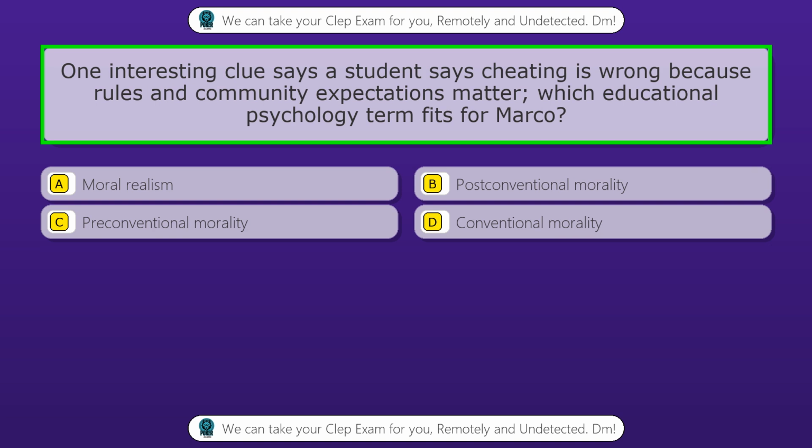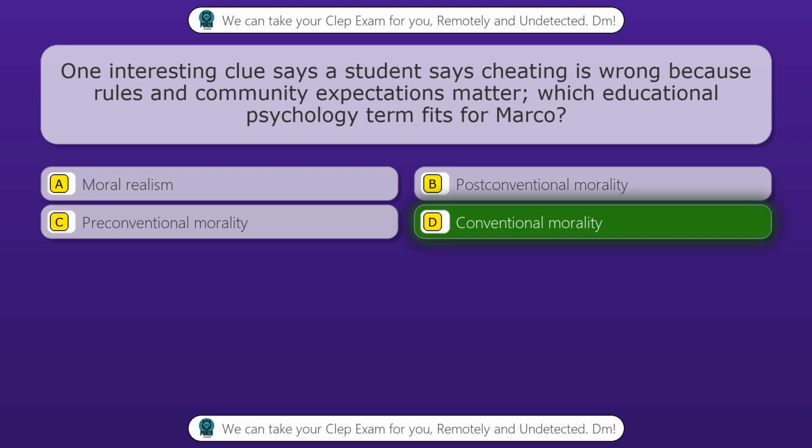Question 21. One interesting clue says a student says cheating is wrong because rules and community expectations matter. Which educational psychology term fits for Marco? Option A, moral realism. Option B, post-conventional morality. Option C, pre-conventional morality. Option D, conventional morality. The correct answer is option D, conventional morality.